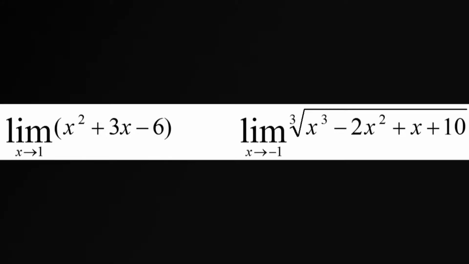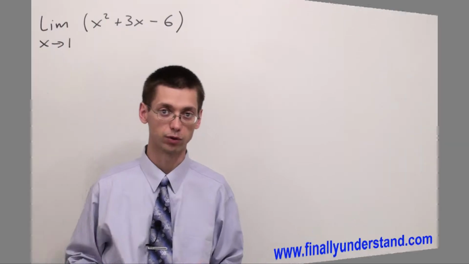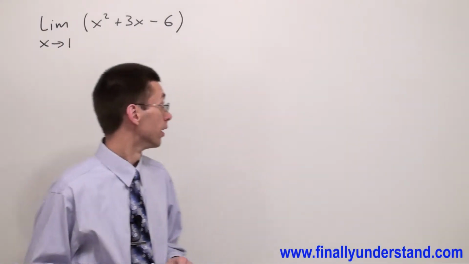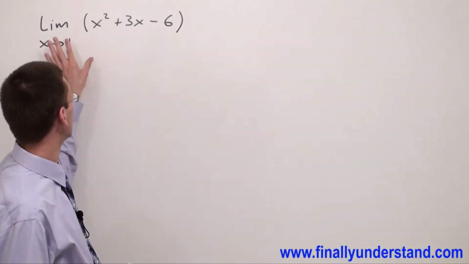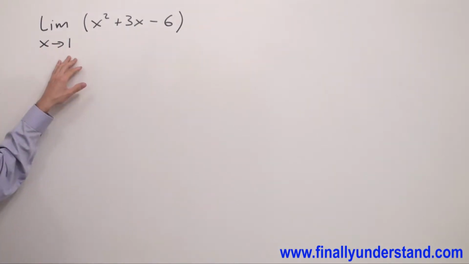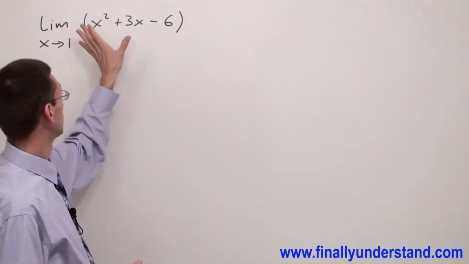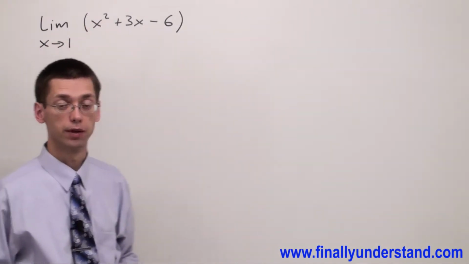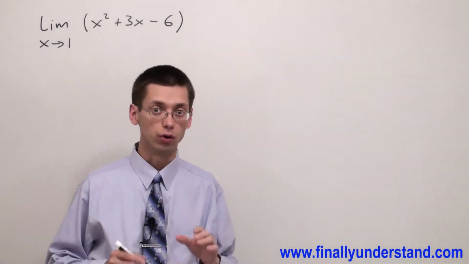Limits. Anytime we talk about limits, we're supposed to remember the theorems for limits. We have a problem on the board. This is the limit as x approaches 1 of this polynomial. How are we supposed to look at this polynomial?